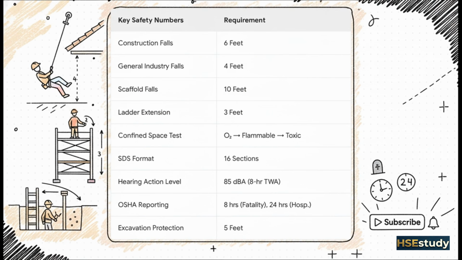Now, for a quick rapid-fire recap. This is your cheat sheet, so listen up. Construction falls, 6 feet. General industry falls, 4 feet. Scaffold falls, 10 feet. Ladder extension, 3 feet. Confined space testing order, oxygen, then flammable, then toxic.